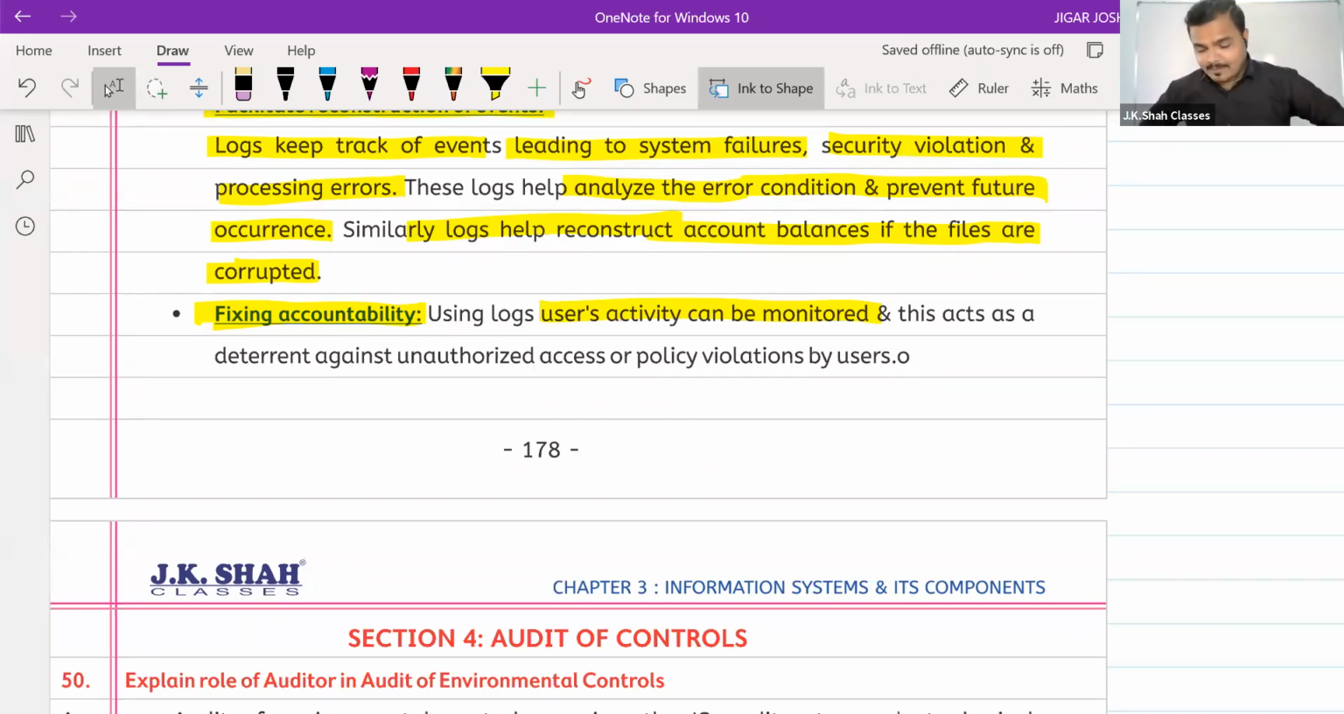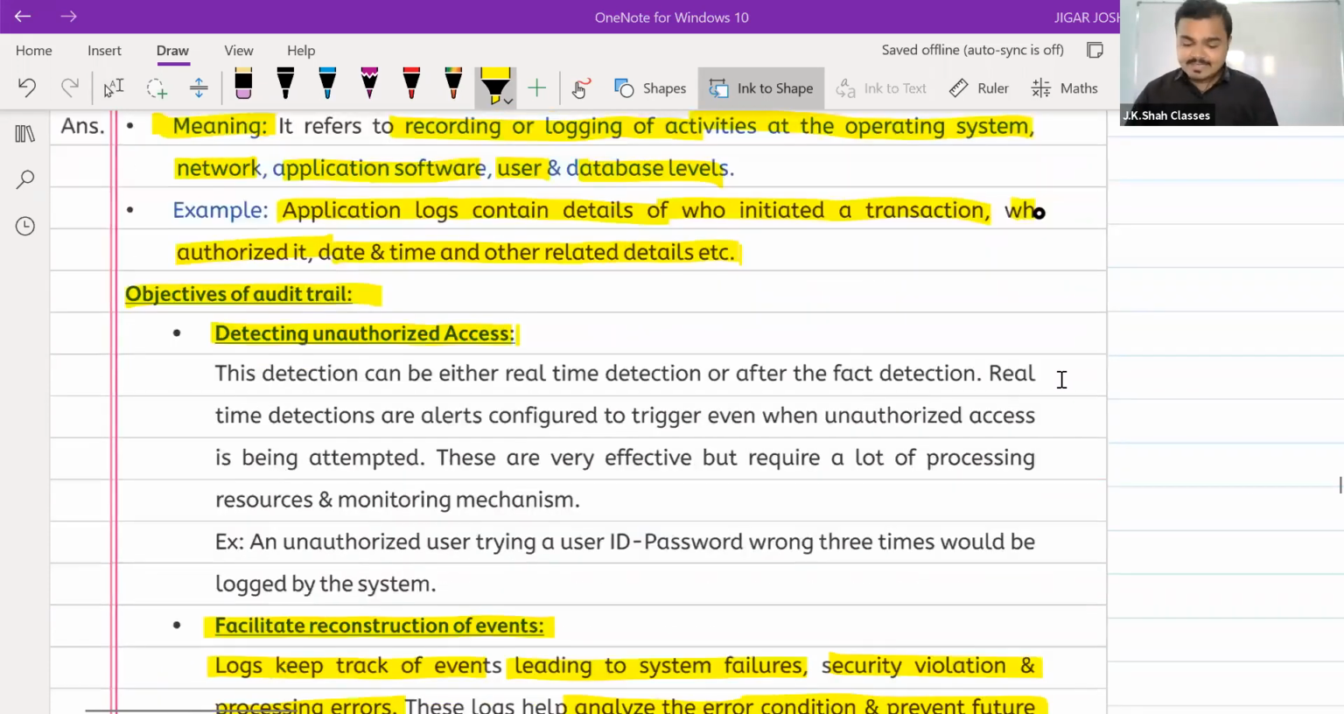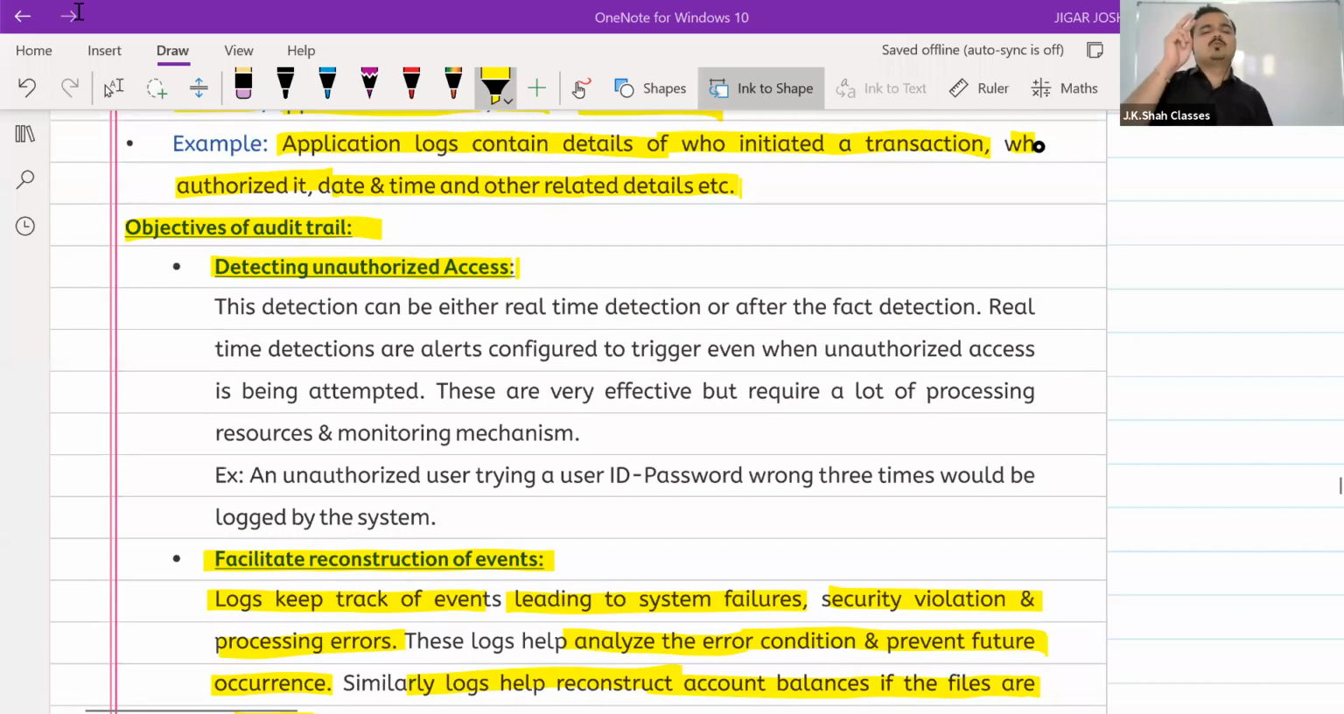So when audit logs are there, people, it automatically fixes the accountability of who was the culprit when something goes wrong: who utilized it, who entered the transaction, who entered the wrong transaction, who recorded the wrong transaction, who wrongly approved the transactions, everything. Understood? Yes, sir. This acts as a deterrent against unauthorized access or policy violation by the users. Understood? Yes, sir. So if anything is going wrong, it can be easily justified with the help of audit logs. Understood, my dear chartered accountants? Yes. Please refer to these audit logs very quickly, in just 2 minutes, so that I can take you to the next important question.